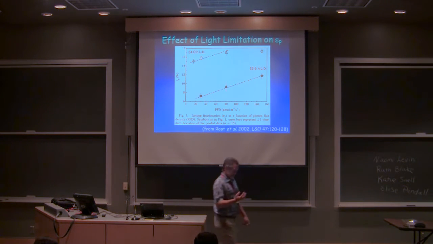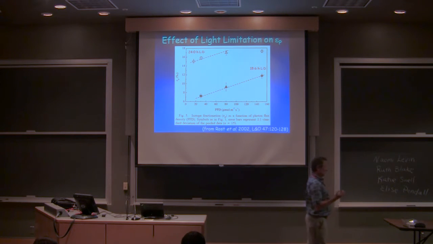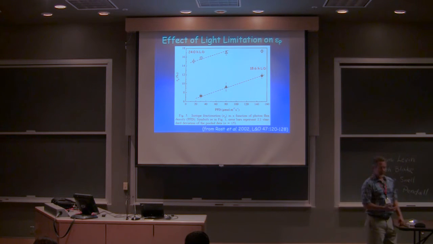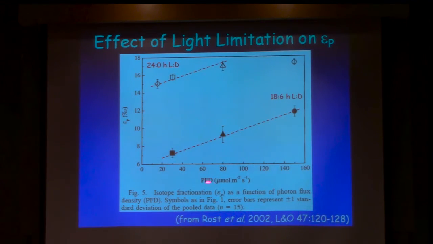There is an effect of carbon isotope fractionation as a function of light that's documented in the literature. And here's fractionation versus light. Photon flux density, micromole per meter squared per second, which is the same as micro-Einstein per meter squared per second, so around 20 to 160. And here we see that fractionation decreases with lower light.